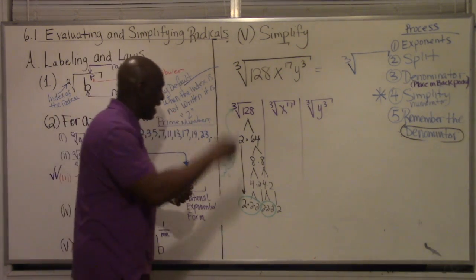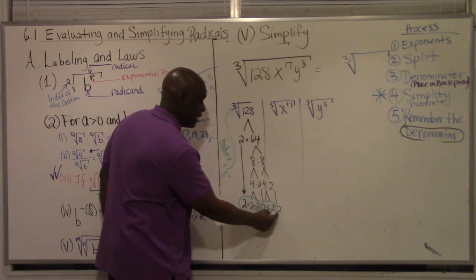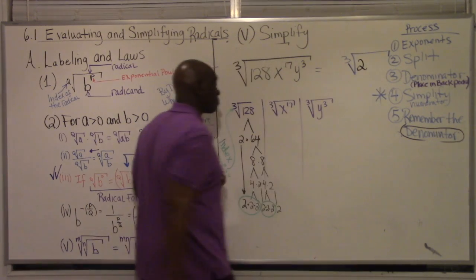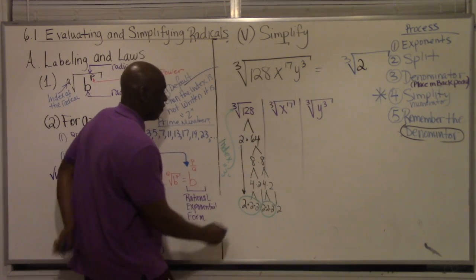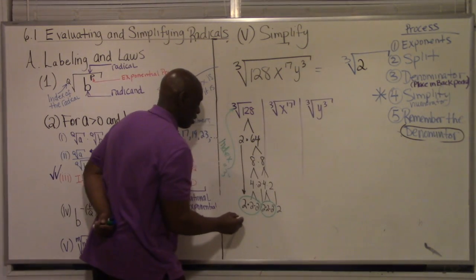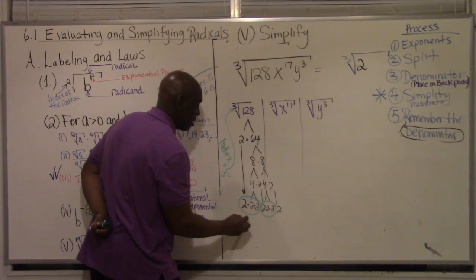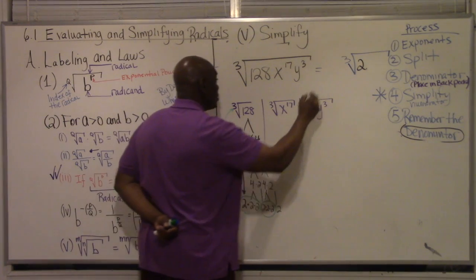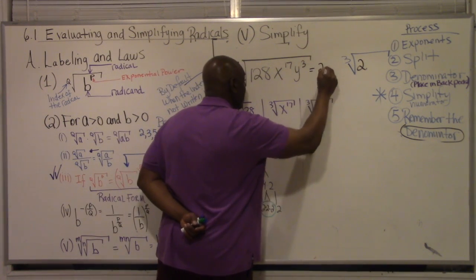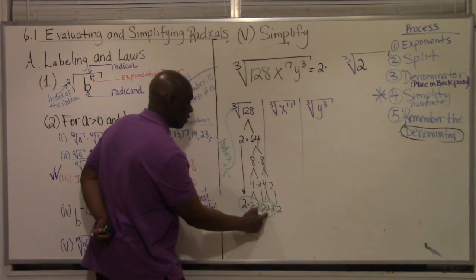What goes in the house? Well, this 2 did not get circled. So he goes in. And then one representative from each group goes out front. So that's going to give me a 2 from this one times a 2 from that one.